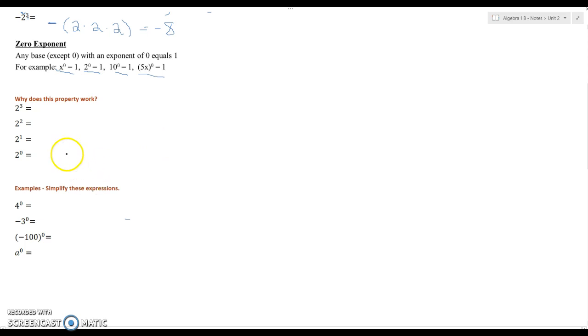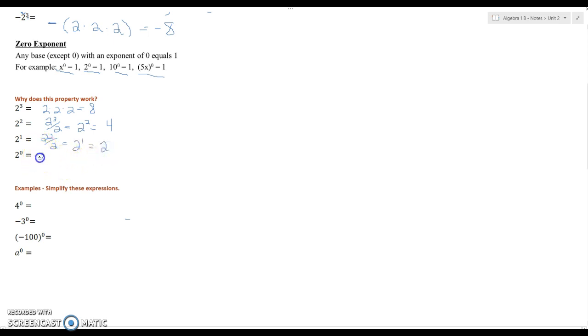Why does that work? Well, if we start out with 2 to the third, so we know that's 2 times 2 times 2, which equals 8. And then we go to 2 to the second. So that is really 2 to the third divided by 2 gives me 2 to the second, which gives me 4. So I'm reducing by 1 power. I'm dividing each one by a power of 2. So 2 to the second divided by 2 is 2 to the first, which is 2.